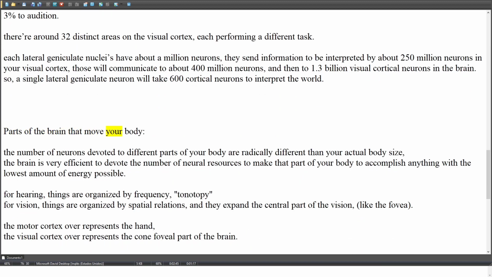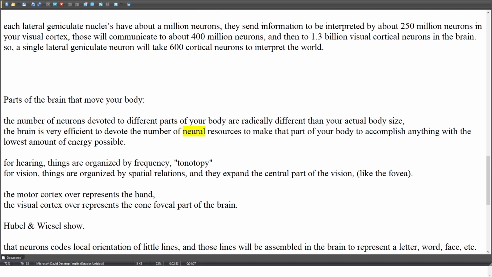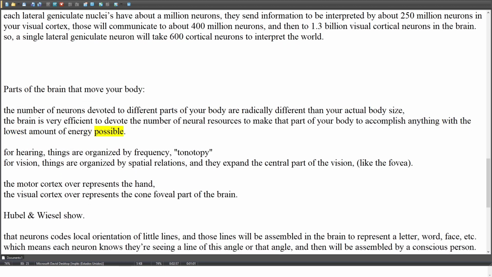Parts of the brain that move your body. The number of neurons devoted to different parts of your body are radically different from your actual body size. The brain is very efficient, devoting the number of neural resources needed for that part of your body to accomplish anything with the lowest amount of energy possible.